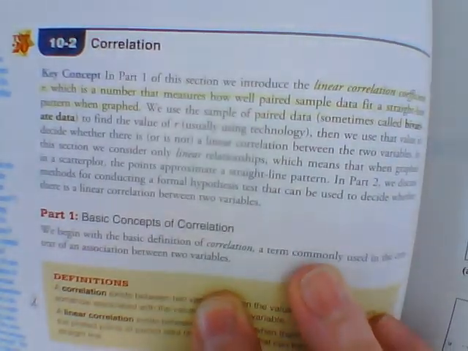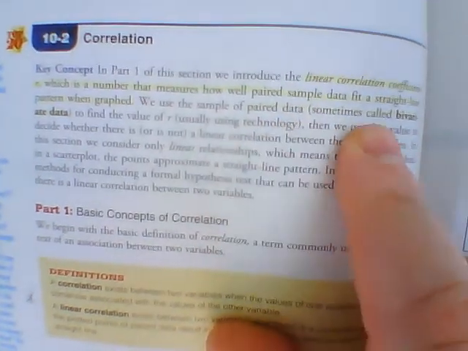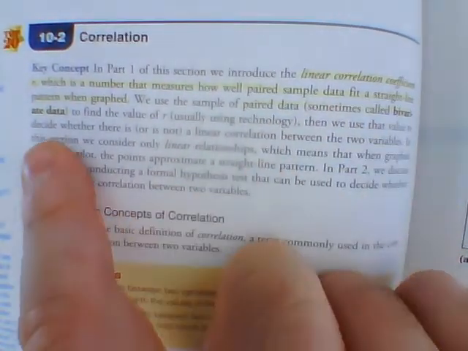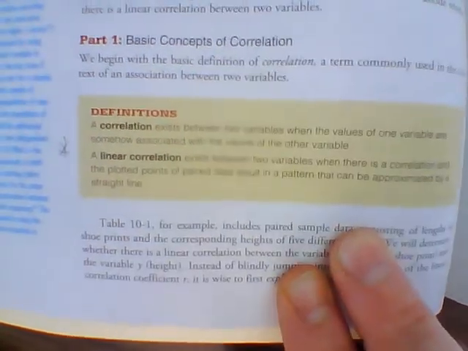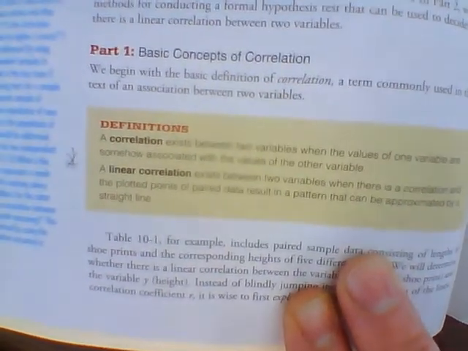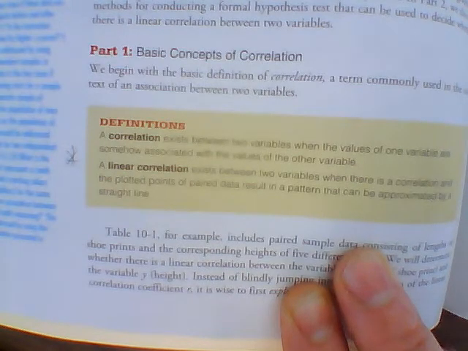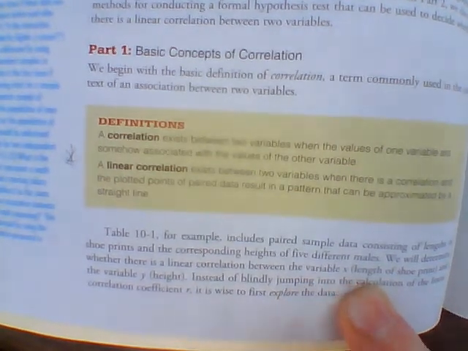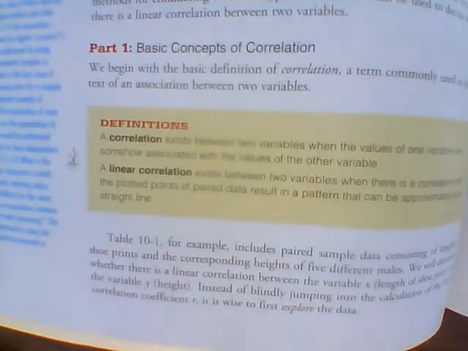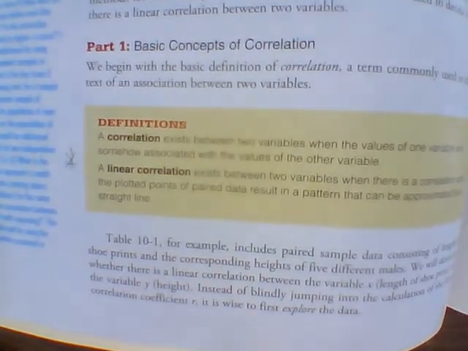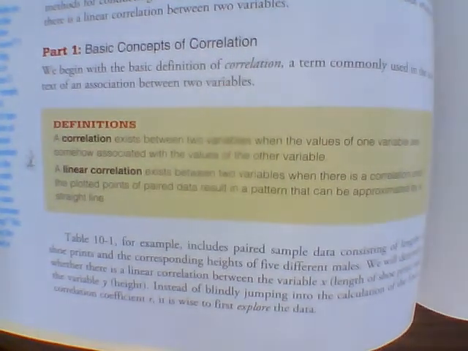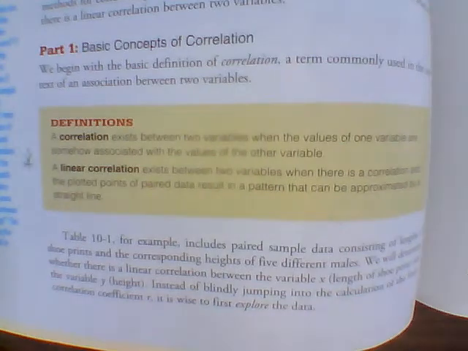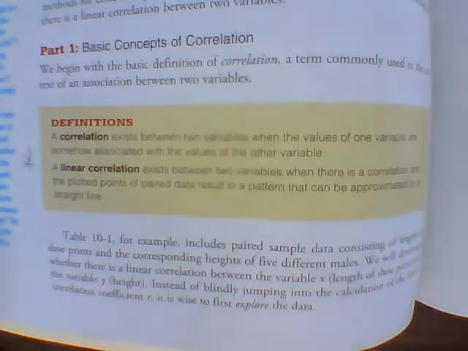Basically, we talk about this as being paired data, sometimes called bivariate data. So as we start going through a couple definitions, we talk about correlation. Correlation exists between two variables when the values of one variable are somehow associated with the values of the other variable, and then a linear correlation exists between two variables when there is a correlation and the plotted points of the paired data result in a pattern that can be approximated by a straight line.